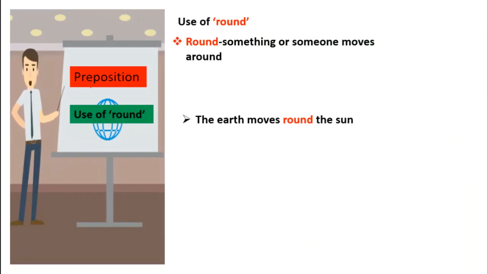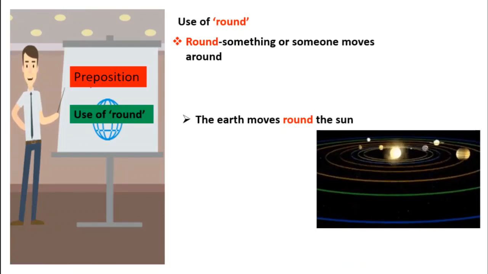Use of around. When something or someone moves around, we use preposition around, like the earth moves around the sun. Here in the picture we are seeing that the earth is moving around the sun.